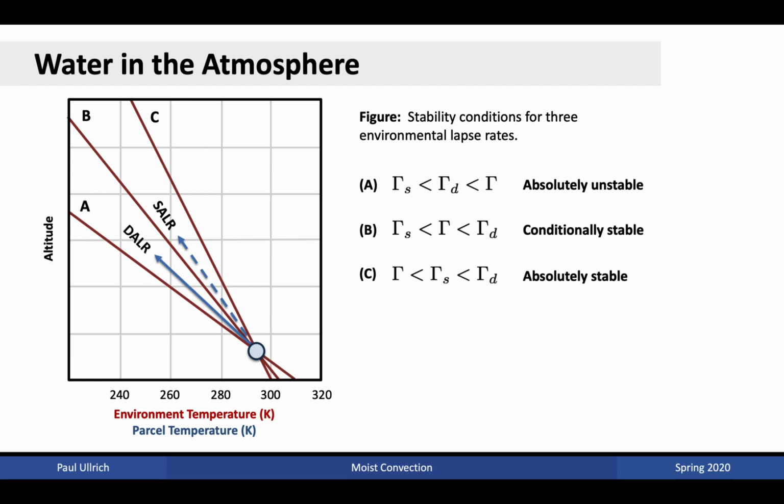Finally, on the C curve, we have absolutely stable conditions. That is, regardless of whether the fluid parcel is dry or moist, it will find itself cooler than the surrounding environment, regardless of which curve it follows up in altitude. Consequently, it will always sink back down and will oscillate about its initial position.